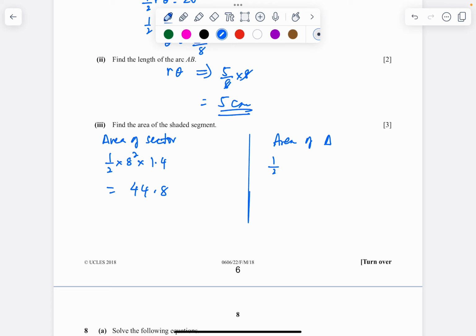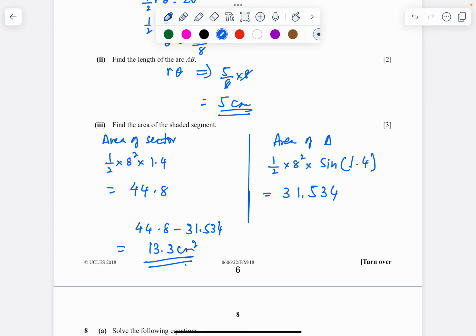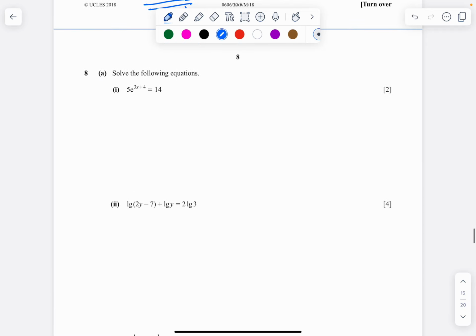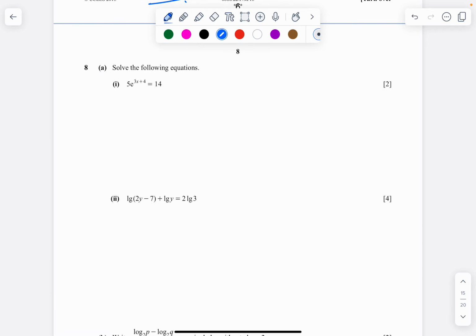Then the area of the triangle. Area of a triangle is half times 8 squared times sine 1.4. So when you simplify this, you will get 31.534. So minus both of them, 44.8 minus 31.534. This gives us 13.3 centimeters squared. This is the answer.